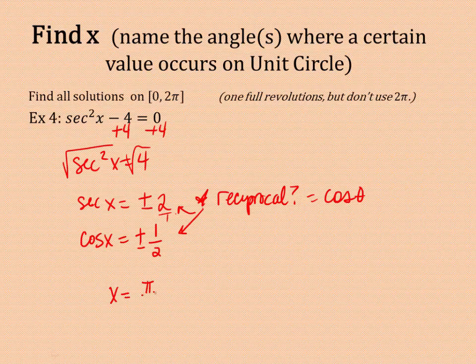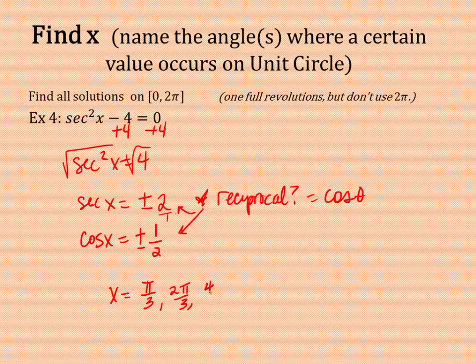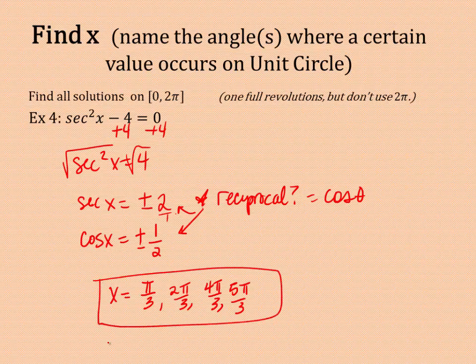So that's at the pi over 3 angle. So pi over 3, 2 pi over 3, 4 pi over 3, and 5 pi over 3. Those are the angles that have a 1/2 for a cosine. It's either positive or negative for answers. All right?